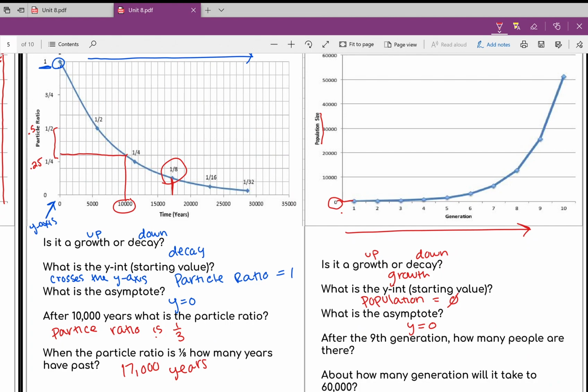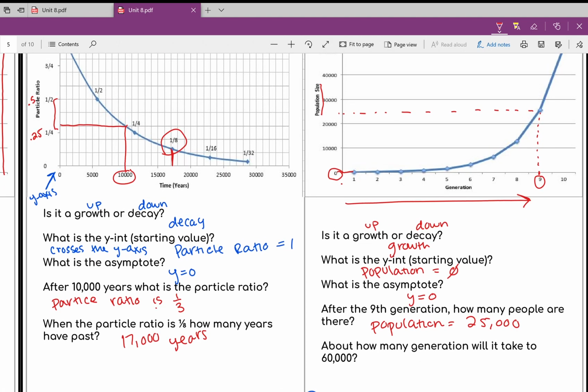After the 9th generation. So I'm going to find 9 right here. I think these tick marks are in between the numbers, so 9 is like right here. Then I'm going to follow that all the way up. Looks like it has about a point there. Then I'm going to follow this point all the way to the y-axis. So it looks like it's in between 20,000 and 30,000, so about 25,000. So after 9 generations, the population is equal to 25,000, or there's 25,000 people after the 9th generation.